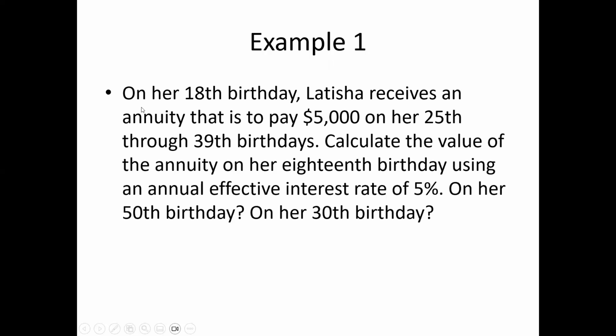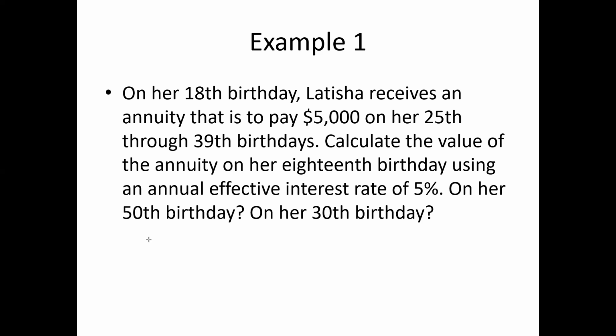All right, so let's have a look at an example. On her 18th birthday, Letitia receives an annuity that is to pay $5,000 on her 25th through 39th birthdays. Calculate the value of the annuity on her 18th birthday using an annual effective interest rate of 5%. Then on her 50th birthday, and on her 30th birthday.